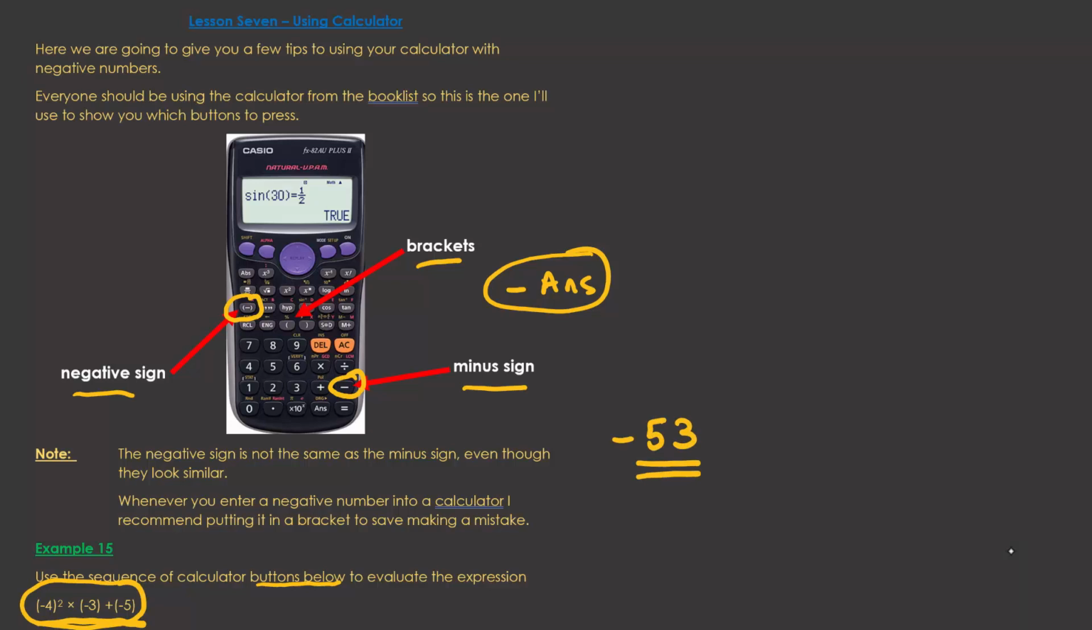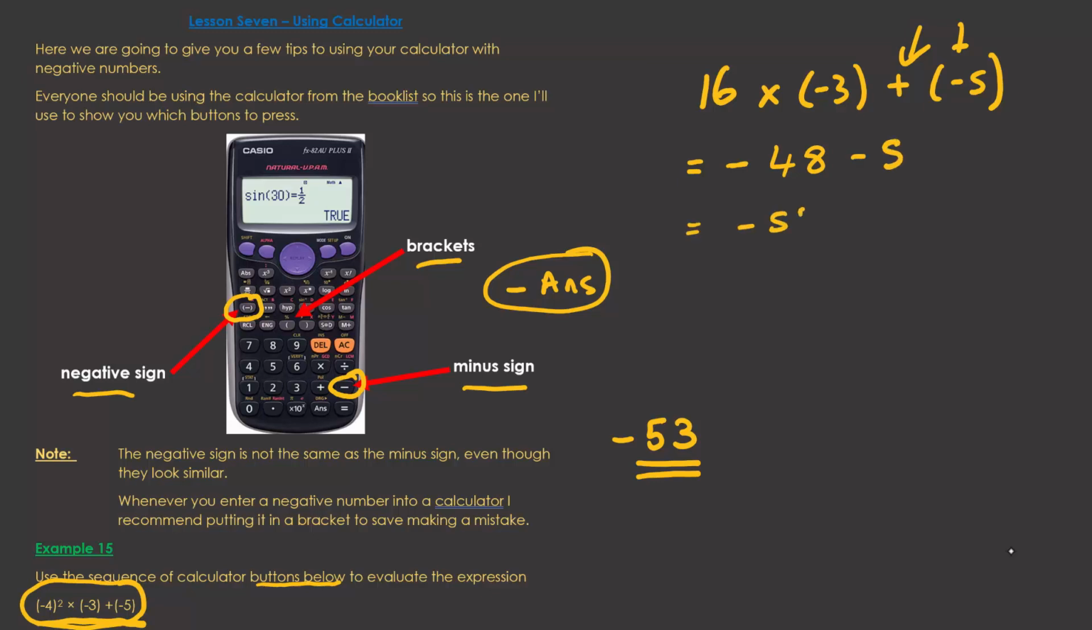Should we just run through that? So if we did the indices first, -4 squared, -4 times -4 is 16. And then we would have times -3, add -5. So the multiplication would get done next. Positive times a negative is a negative. 16 times 3 is 48. And then we have these adjacent signs, which would give us a negative. And if I've got -48, take away 5, it is -53. So you see that we do get the same answer.